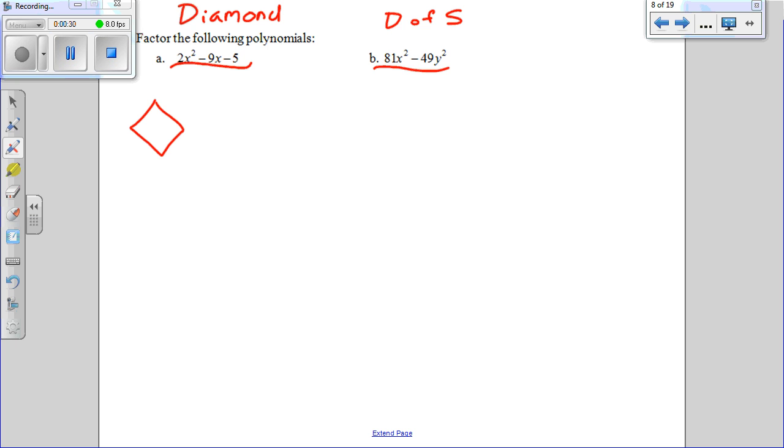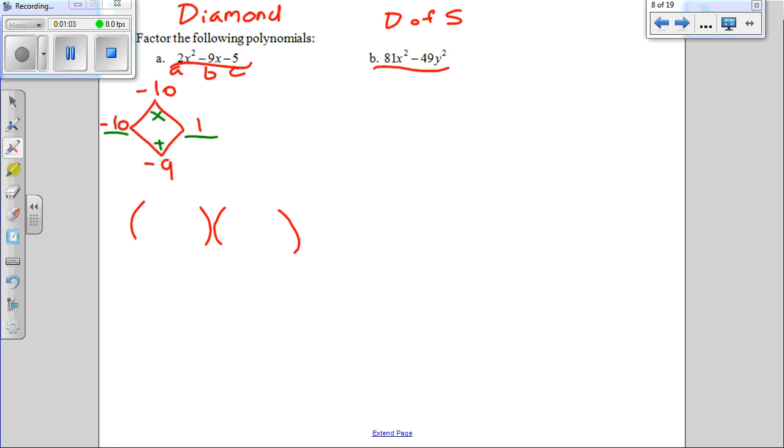On the top of your diamond is your A times your C value, so -10. On the bottom is your B value, -1. The sides, these numbers have to multiply to be the top number, add to be the bottom. Numbers that multiply to be -10 and add to be -9 or -1. That's creating the diamond. You then use the diamond to actually turn your trinomial into your two binomials.